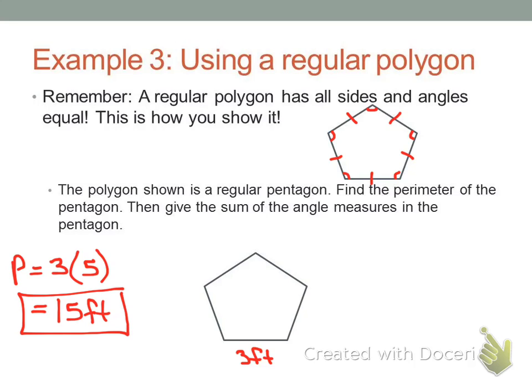And then with a pentagon, the sum of the angle measures I know is 540, and that's something that we'll memorize as we get into our lesson tomorrow. But generally, that's everything you need to know for 10.4.